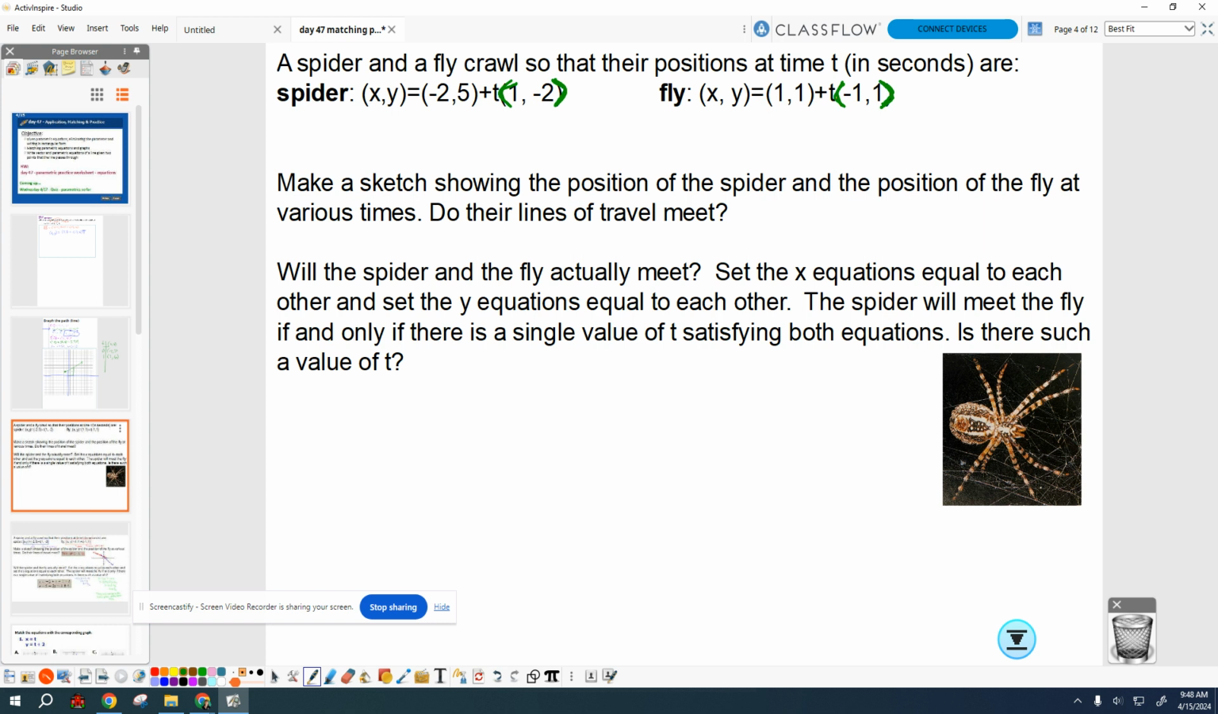Want to try this? Gianna's the fly, Monica's the spider. They are on paths that will cross. Okay. Do their paths cross at the same time? Does the fly get away with its life, or does the spider have a snack? Yeah, snag that thing. So I want you to work with your partner to take a couple minutes. Do the spider and the fly meet at the same time? Look at the equations. This is a tough question.